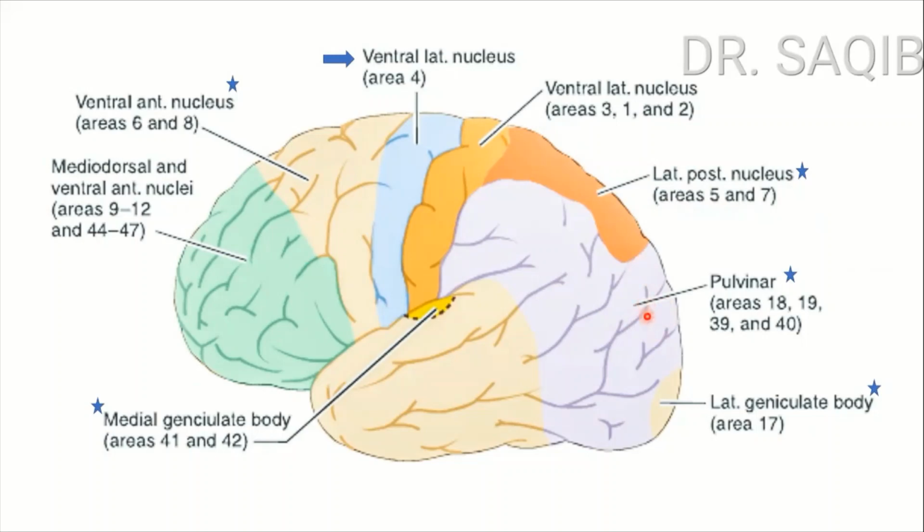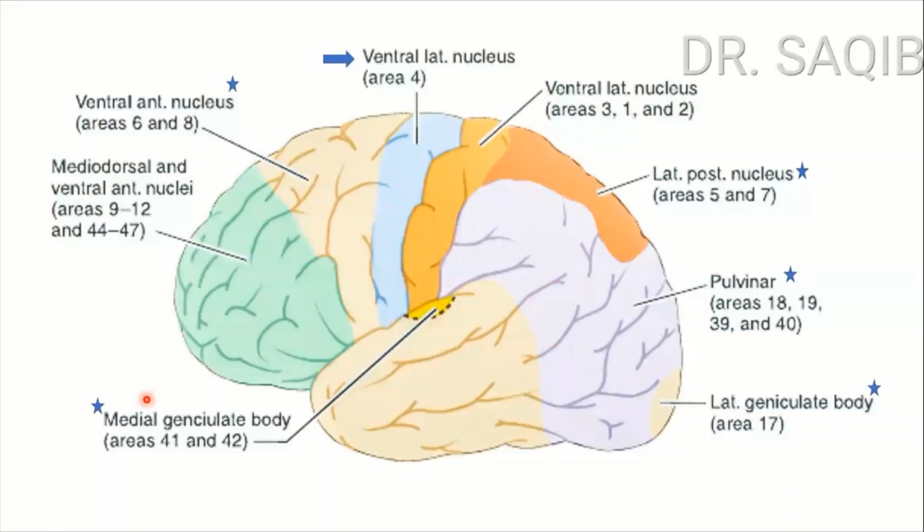So the lateral posterior nucleus of the thalamus is related to the superior part of the parietal cortex. Then there is the pulvinar, and these are Brodmann areas 18, 19, 39, and 40. The areas of the cortex are the occipital lobe, the superior part of the parietal lobe, and the posterior part of the temporal lobe.